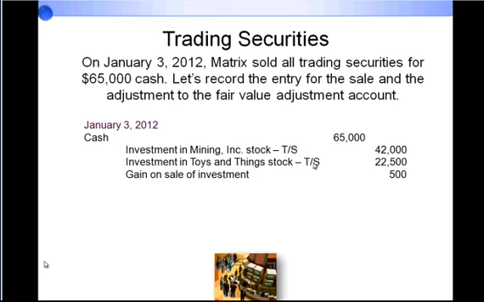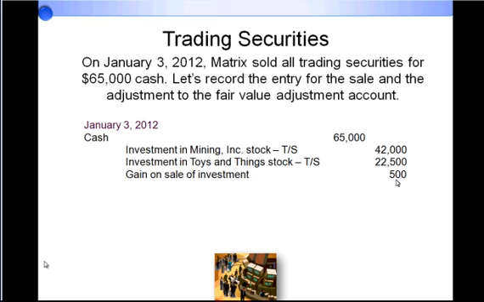We credit both of those investments at their particular historical cost basis, because keep in mind, we didn't directly adjust the investment accounts. We used that separate fair value adjustment. So because of that, these numbers have remained the same. So we're going to credit them for their respective values. And if you do the math, you notice that we have a gain overall, $500.